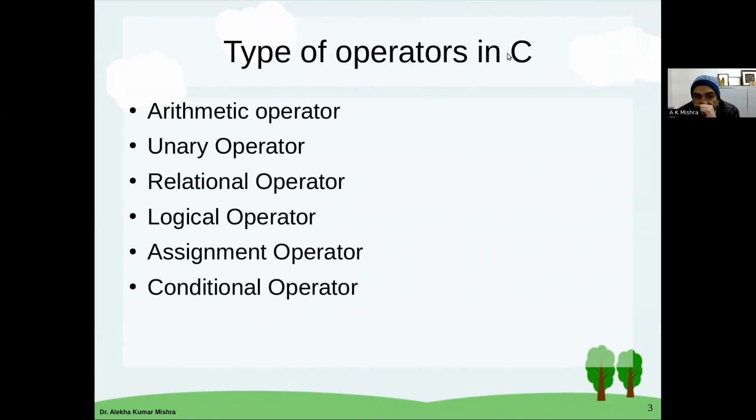And in this online lecture session, we are going to study about operators in C. As you know, these are the major categories of operators in C, which include arithmetic, unary, relational, logical, assignment, and conditional. In this section, we'll discuss each operator and see some examples of all of these categories.